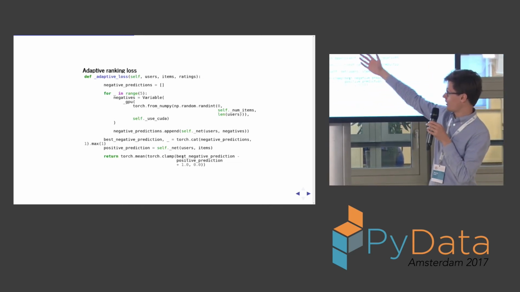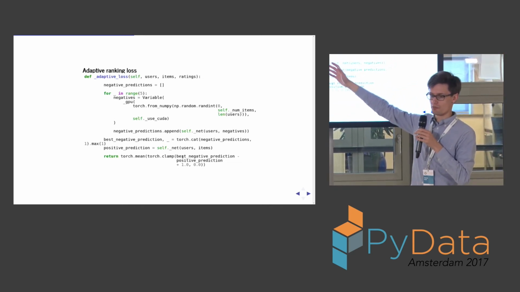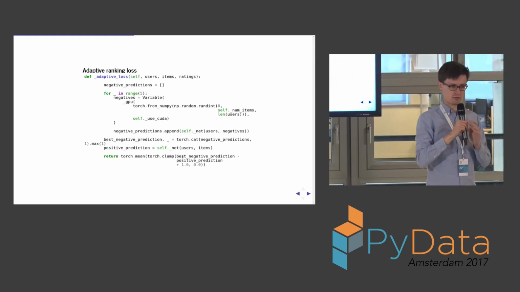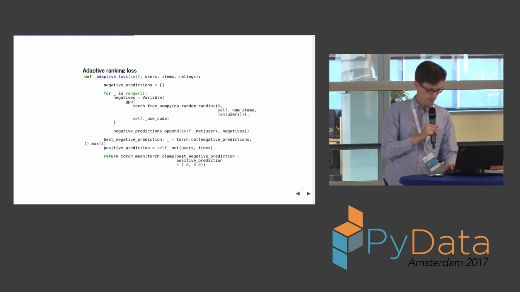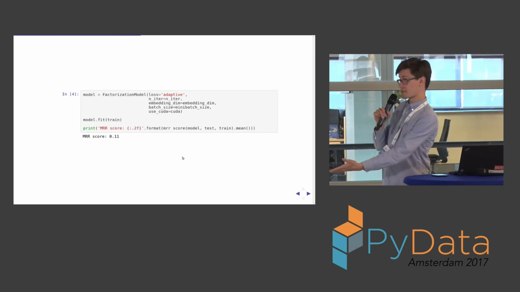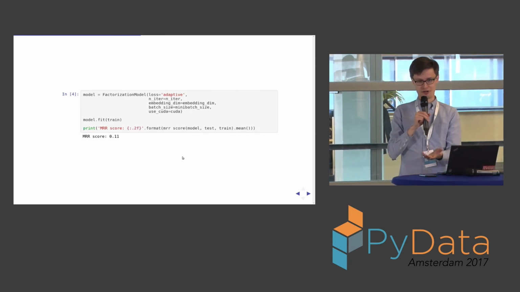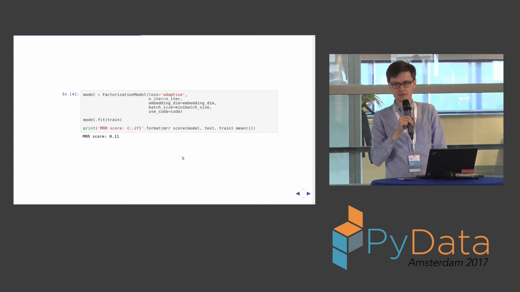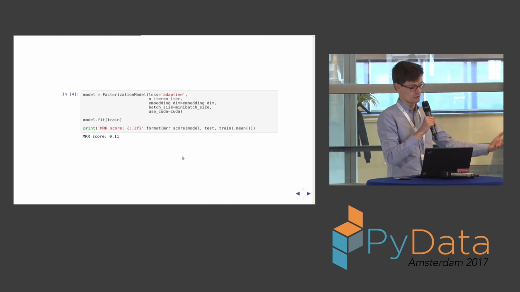Yes. So again, this is a slight variation of the previous loss. You just sample some negatives, pick the one that's got the highest predicted score. So does this help? Yes, it does help if you pick your hyperparameters right. So in this case, we've got an MRR of 0.11 instead of 0.08 as we had before, or 0.06. So the ranking losses, they really do help.